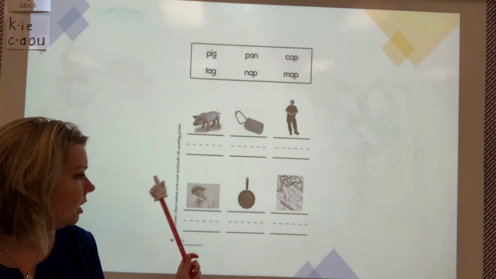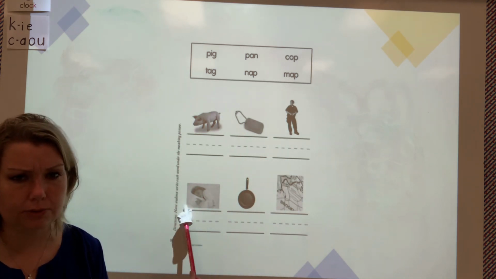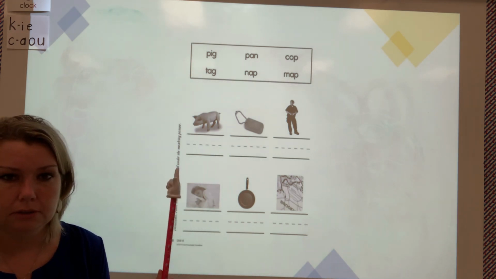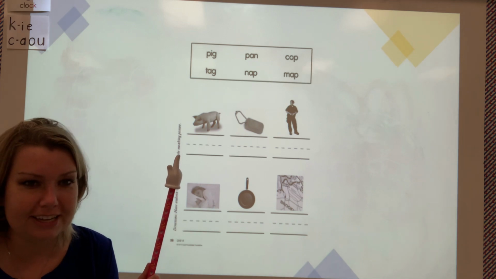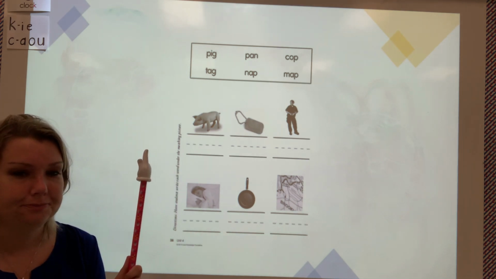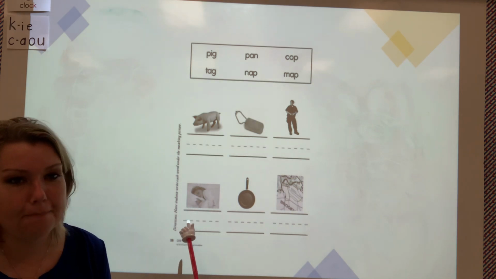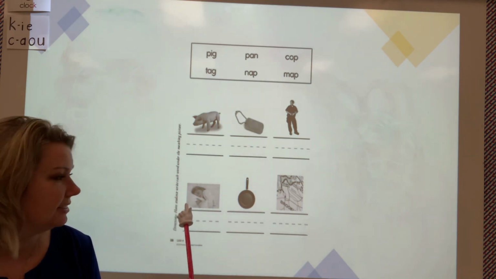Good job. All right. Oh, what's this little girl doing down here at the bottom? She's doing what I want to do. What is she doing, Estelle? Sleeping. She's taking a nap. Say nap.